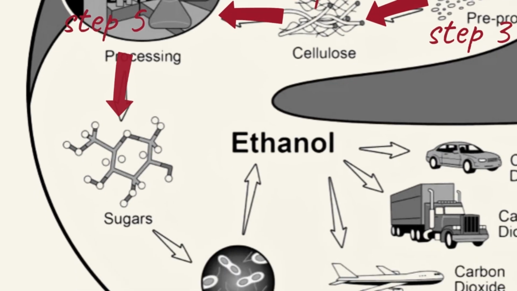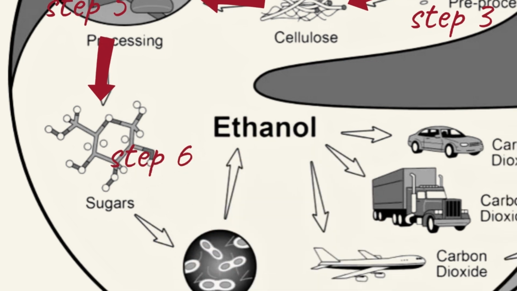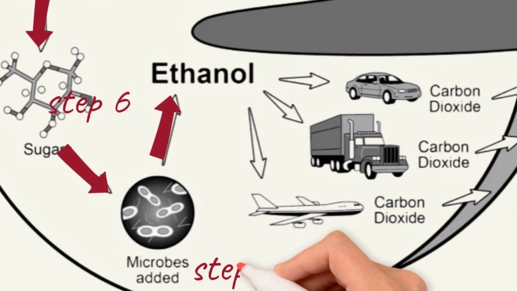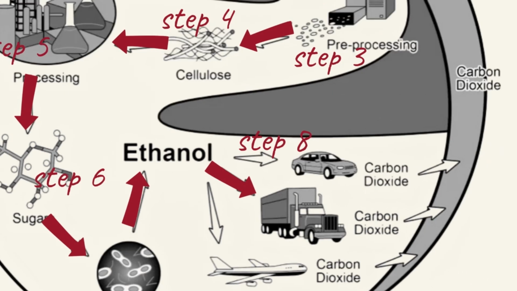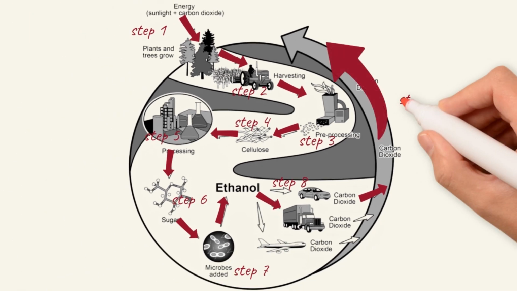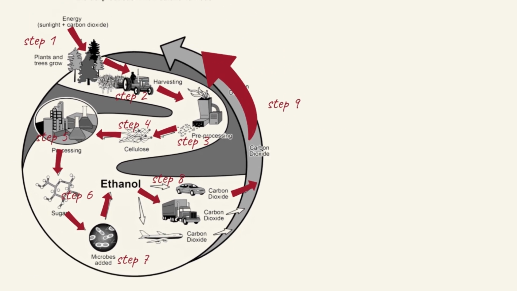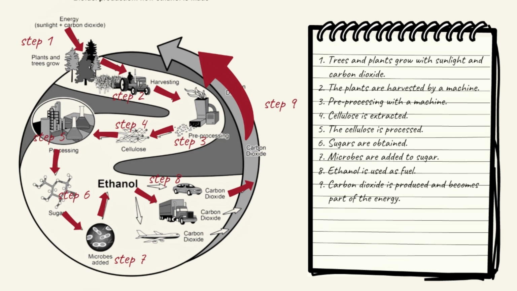Step 6. Sugar are obtained. Step 7. Microbes are added to sugar. Step 8. Ethanol is used as a fuel. Step 9. Carbon dioxide is produced and becomes part of the energy. That's all for the steps.